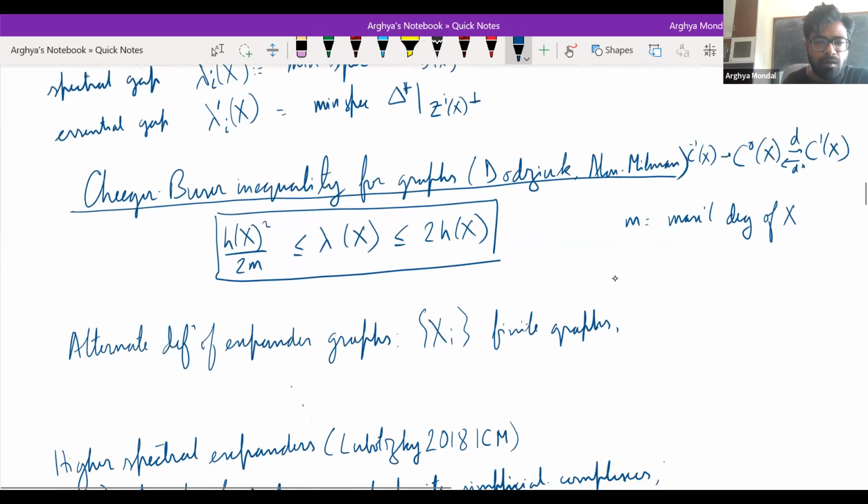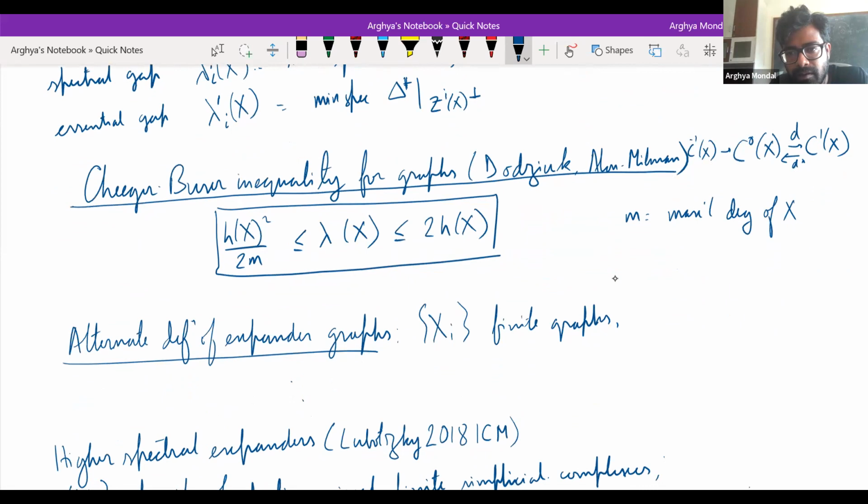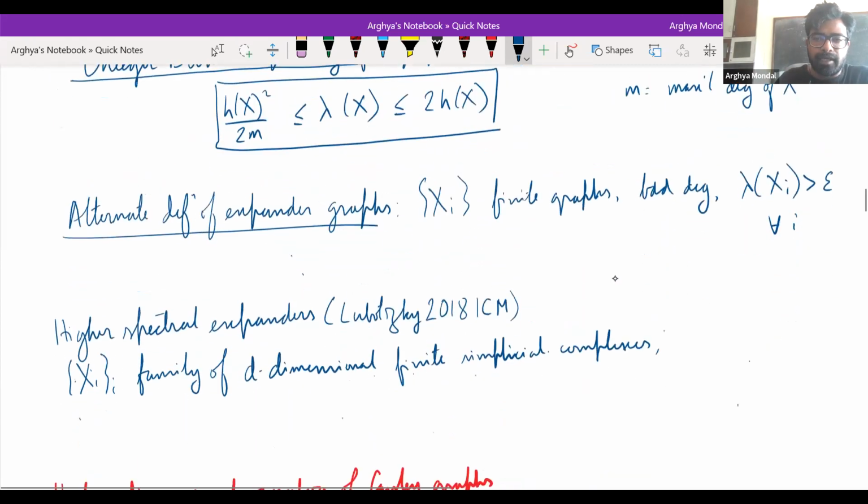Okay, so now I can give an alternate definition of expander graphs, which is basically I just replace the Cheeger constant by this analytic quantity. So I look at a family of finite graphs which are of bounded degree, and I would like the first non-zero eigenvalue of the Laplacian. These are all connected graphs. This guy to be bounded below. Okay. So now this definition lends itself to a ready generalization.